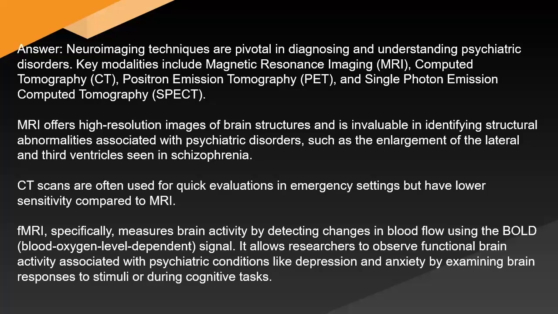CT scans are often used for quick evaluations in emergency settings, but have low sensitivity compared to MRI. fMRI specifically measures brain activity by detecting changes in blood flow using the BOLD (blood oxygen level dependent) signal. It allows researchers to observe functional brain activity associated with psychiatric conditions like depression and anxiety by examining brain responses to stimuli or during cognitive tasks.